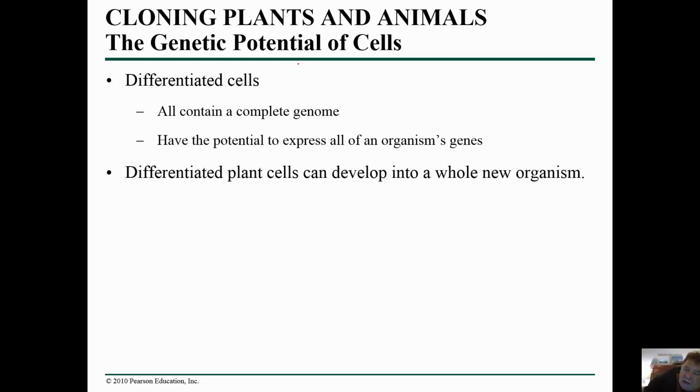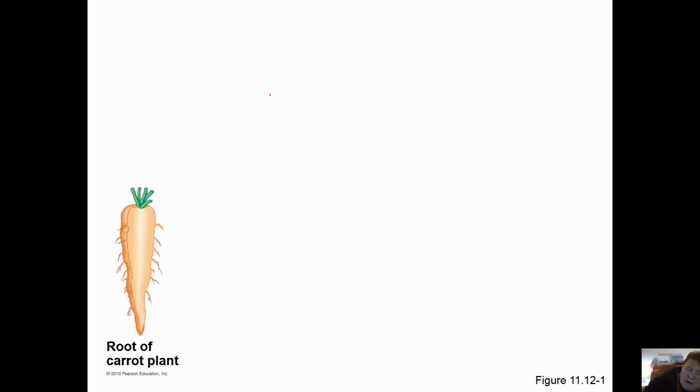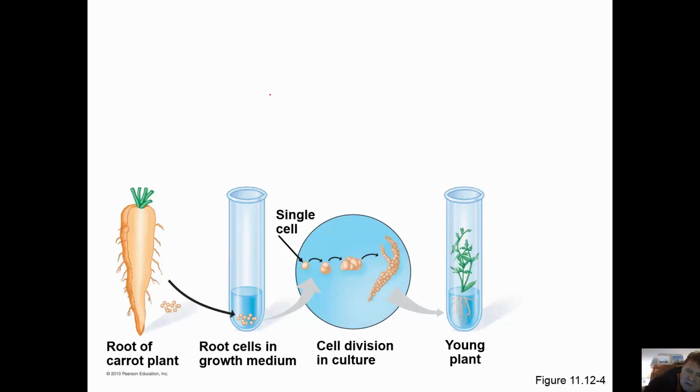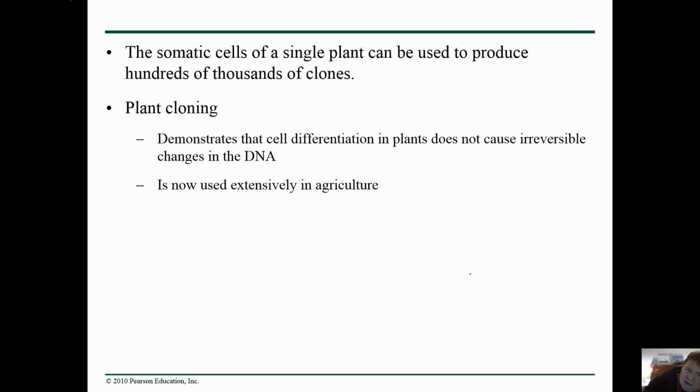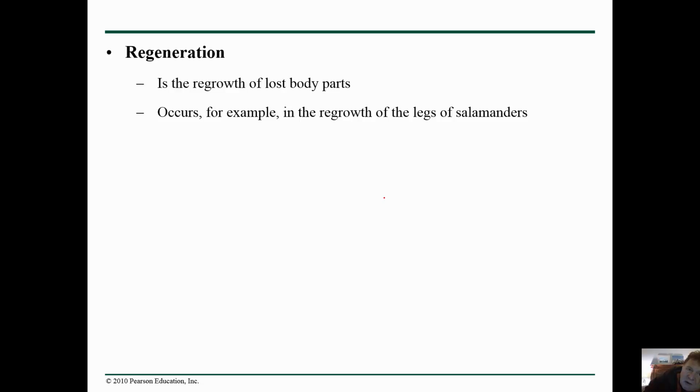We'll also look at cloning of animals. And again, we've done the cloning in our laboratory of rice. In this one here, we're talking about the cloning of the carrot. If we take root cells from the carrot, we could differentiate those root cells, and we can make a new organism from that root. And again, this will give us many possibilities. Plant cloning demonstrates that cell differentiation in plants does not cause irreversible changes in DNA, and it's now used extensively in agriculture to make the type of plants that we want.